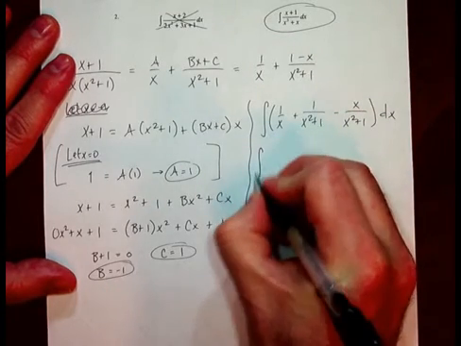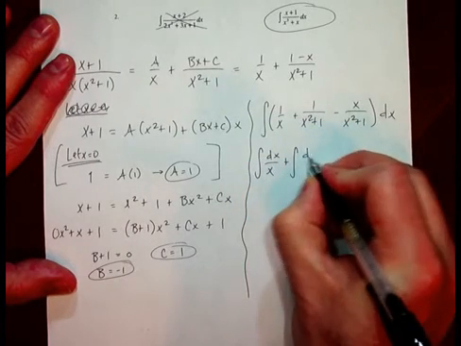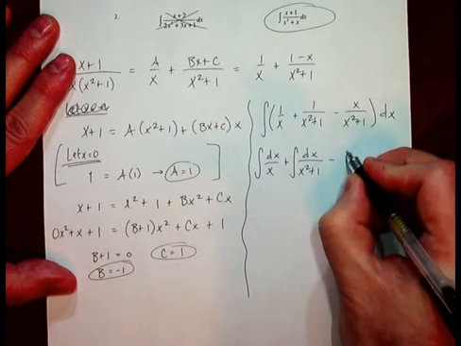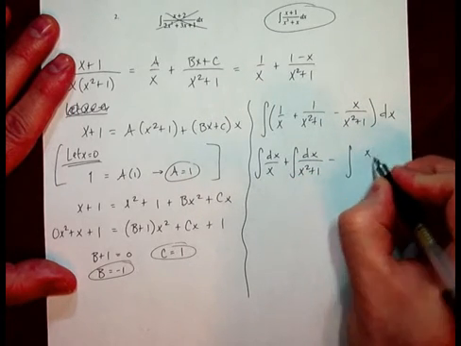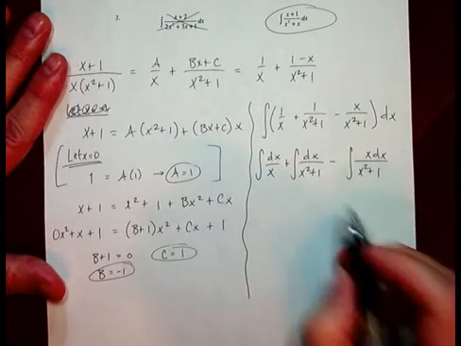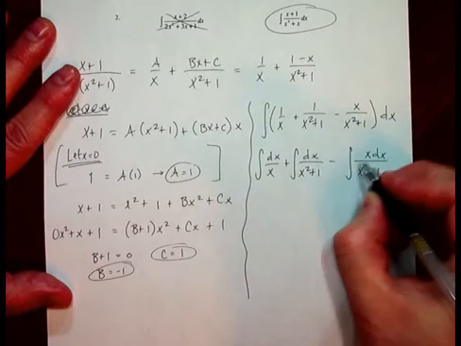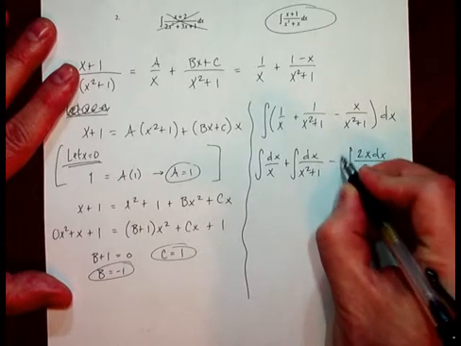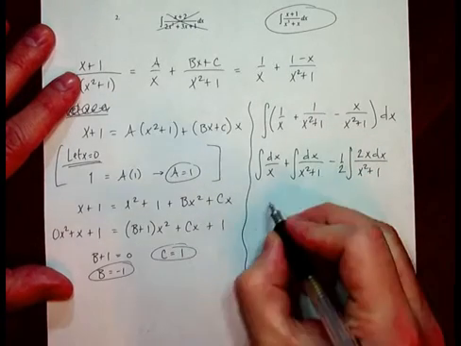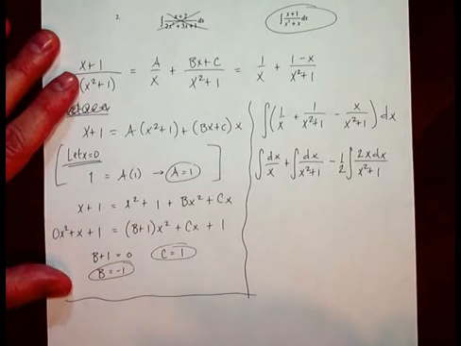Now this first one becomes dx over x. This second one becomes dx over x squared plus 1. This next one becomes x dx over x squared plus 1. And in order to actually make the u substitution for natural log possible, we need the 2 and therefore a negative 1/2 right here.